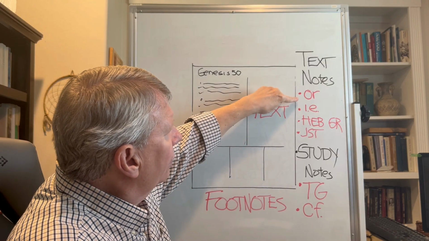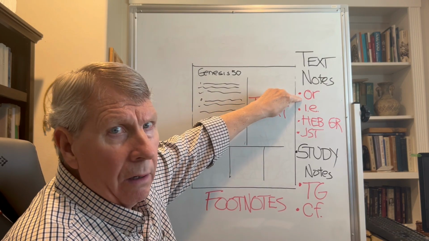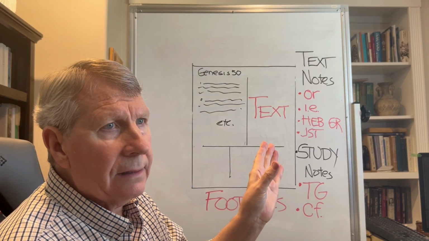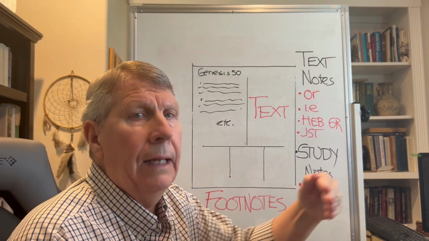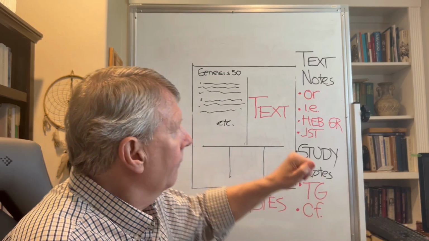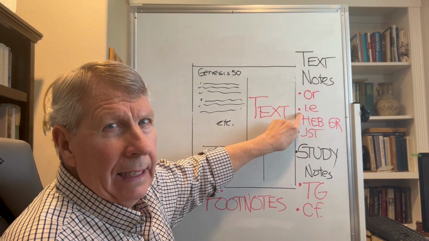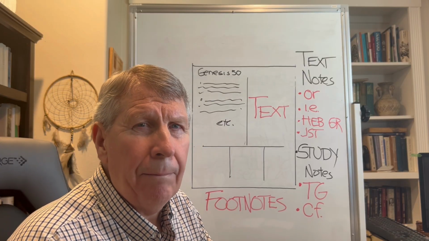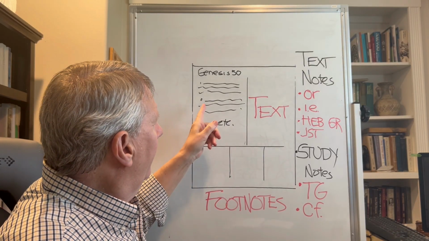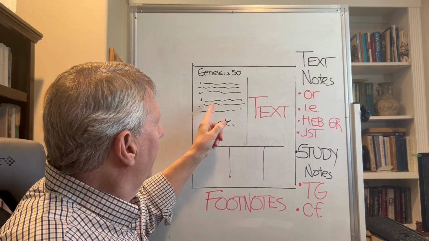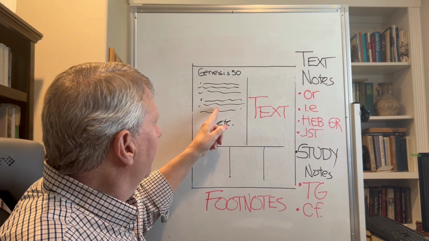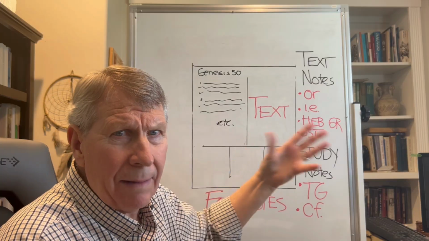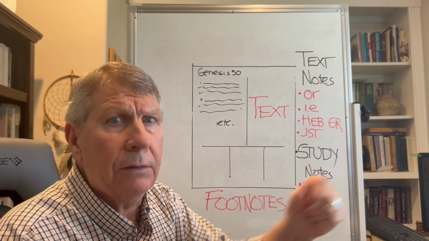There are notes that start with the word "or." So you read this phrase, and then the footnote says, or read it this way. The next one is IE. IE is the abbreviation for an example. So you're reading the text and the footnote says IE, then it gives you an example. What's that mean? Okay, here's what that is.